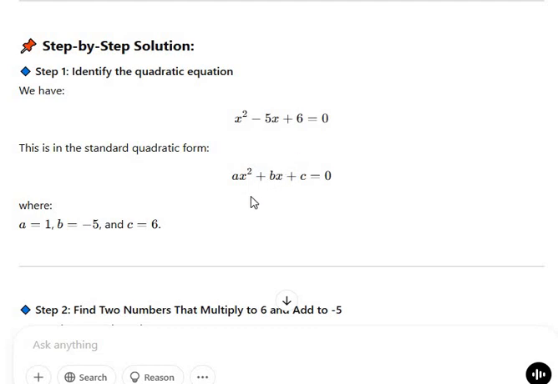Okay, now you can see that x square has no coefficient, so a is equal to 1. This is the value. This is the standard form equation. Now this is a simple equation.